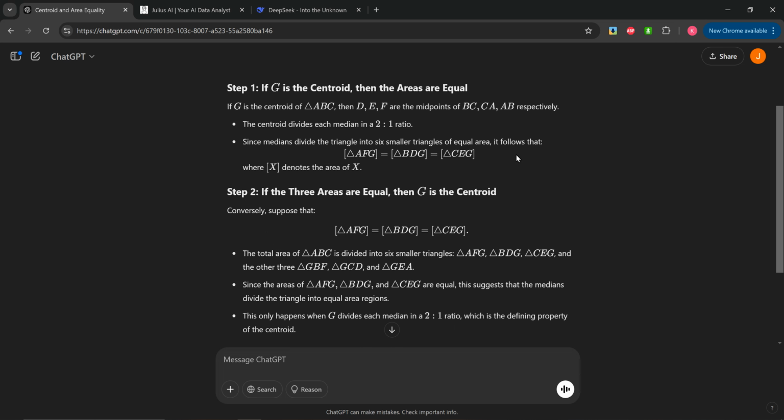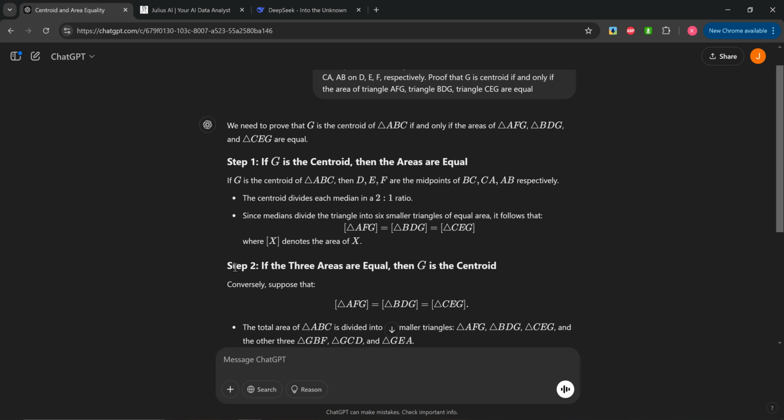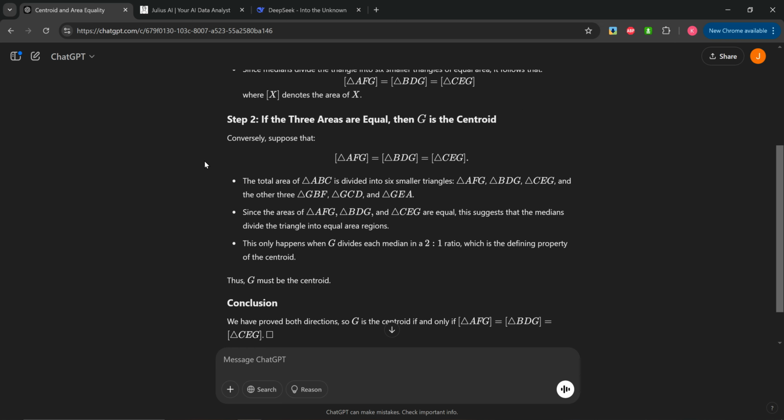I don't want to read the lengthy ones, but just to look at step 2. If the three areas are equal, then G is a centroid, and ChatGPT is saying that conversely, suppose that these three areas are equal, then the total area of triangle ABC is divided into 6 smaller triangles. That's fine. And since the areas of these three triangles are equal, this suggests that medians divide the triangle into equal area regions. I mean, how can you get that?